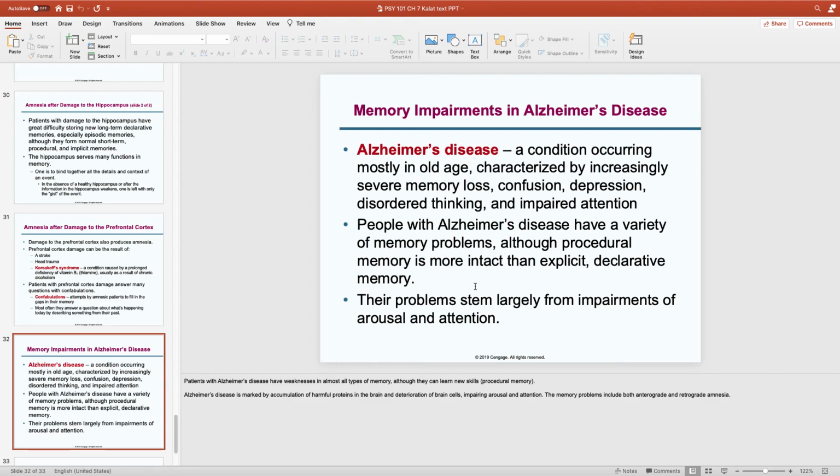Individuals with Alzheimer's tend to have memory problems. More often, their declarative memory is affected more than their procedural memory. So they often are able to learn new skills, that's the procedural memory, such as how to use a cell phone, but they may have trouble remembering new information, that's declarative memory. So that's the idea behind Alzheimer's.